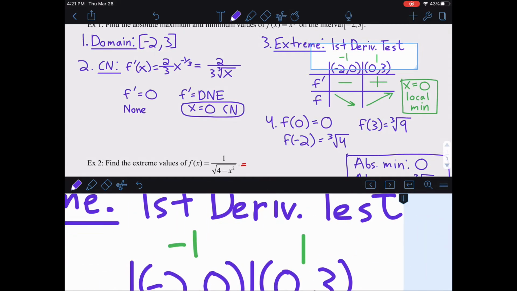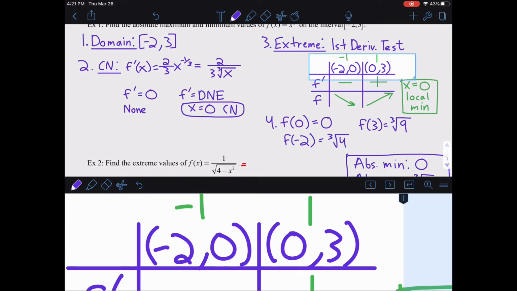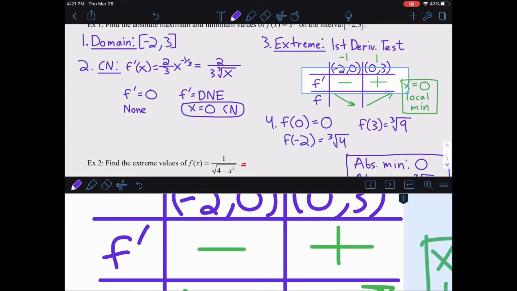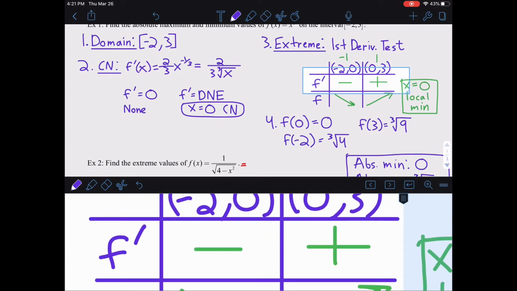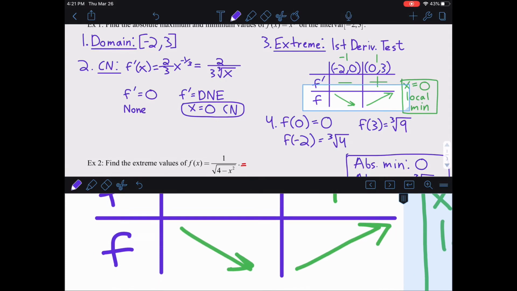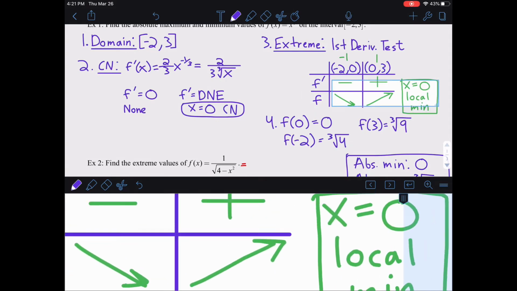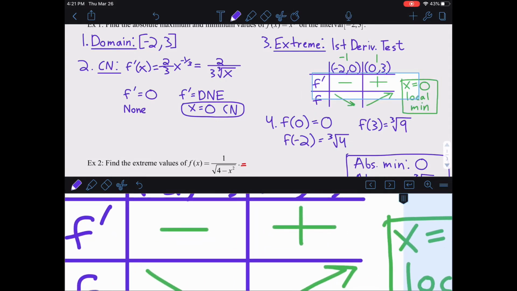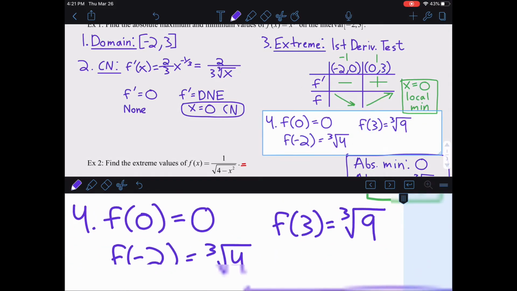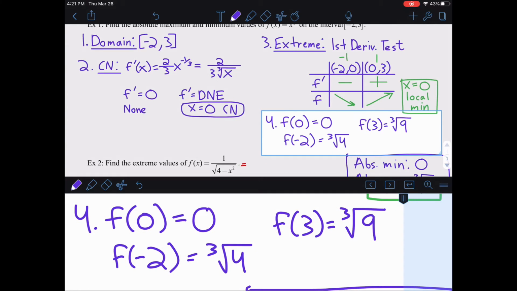First derivative test: we are going to split up our domain at that critical number, check the derivative in each of those domains, and then what we're looking for is sign changes. If the derivative goes negative to positive, like it did in this example, that gives us a local minimum. If the derivative were to have gone positive to negative, we would have created a peak instead of a valley. That would have given us a local maximum. And then step 4, right, we have to check all of the y's here.